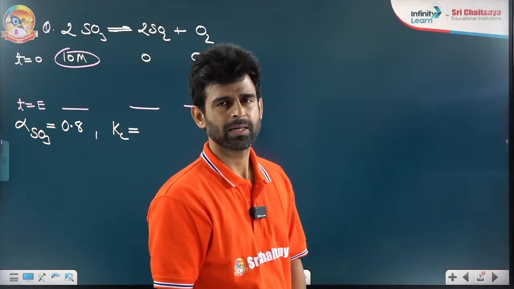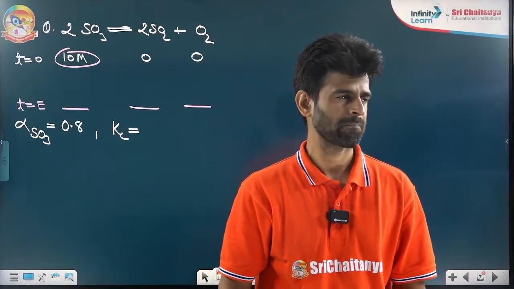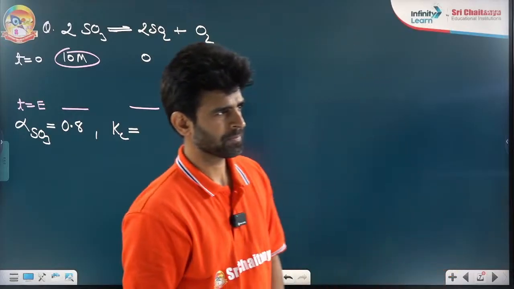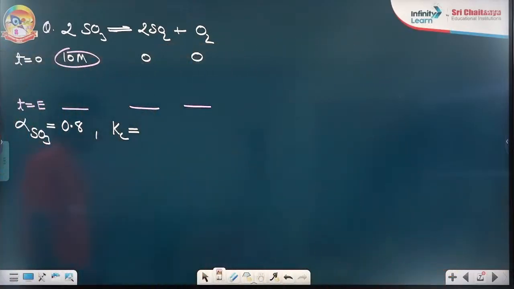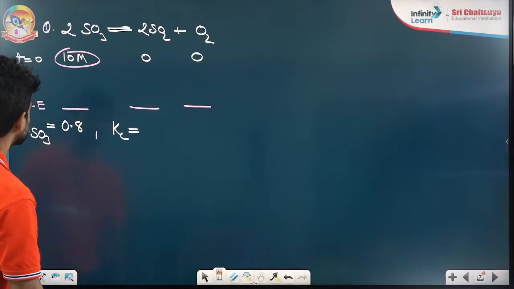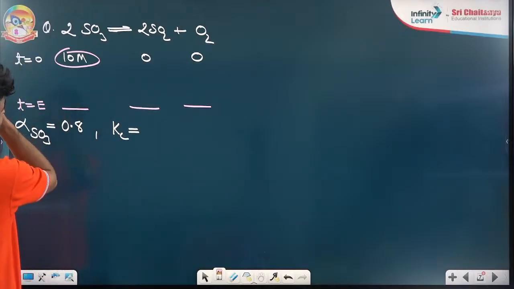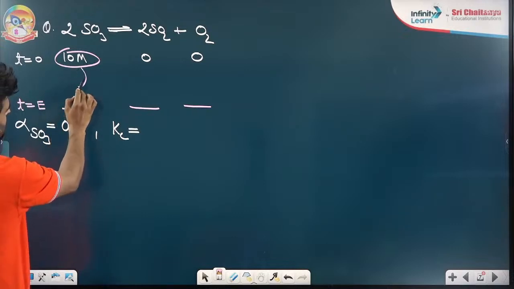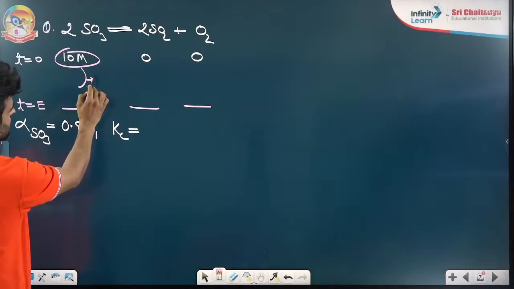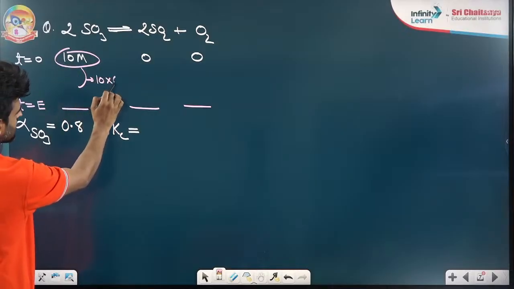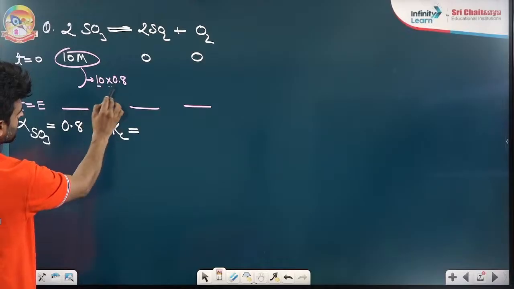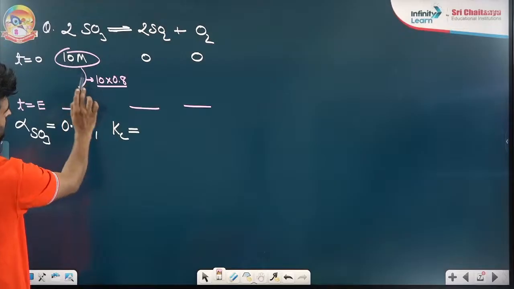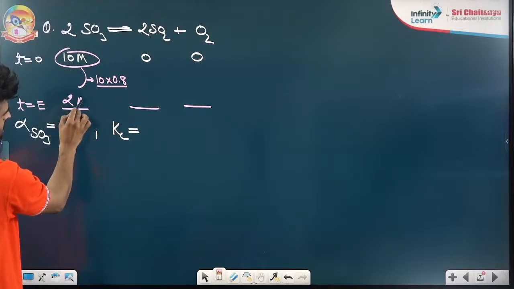Tell me fast. Tell me, bache. Okay. So in this case, C is taken, right? C alpha will finish. 10 into 0.8. So 8 will finish. So how much remaining? C minus C alpha. After 10, 8 is gone. How much remaining? 2 remaining.